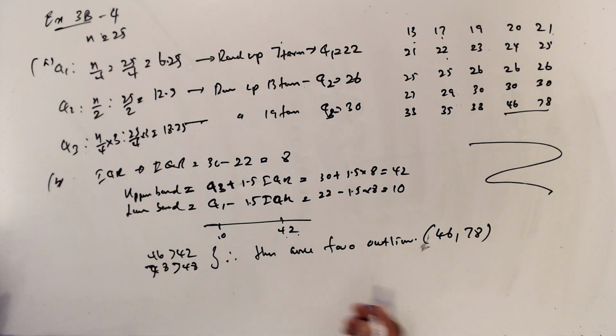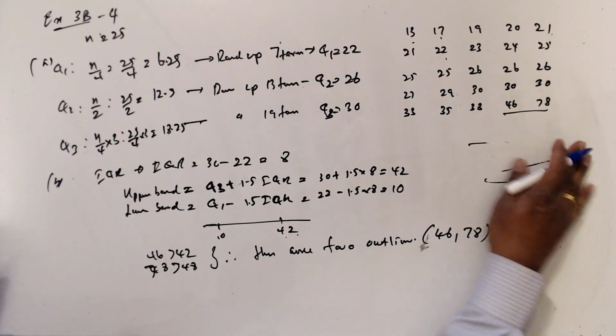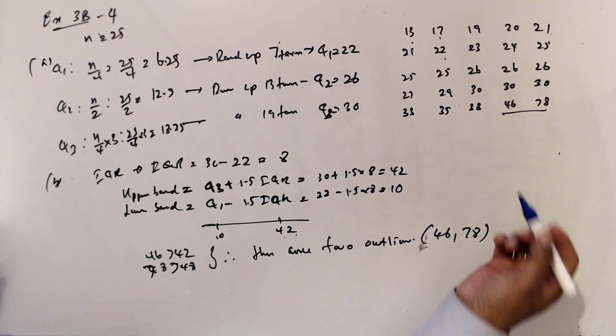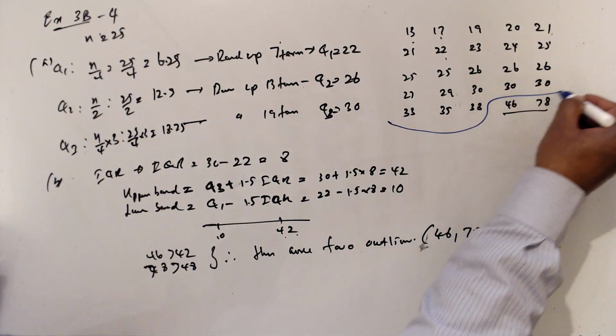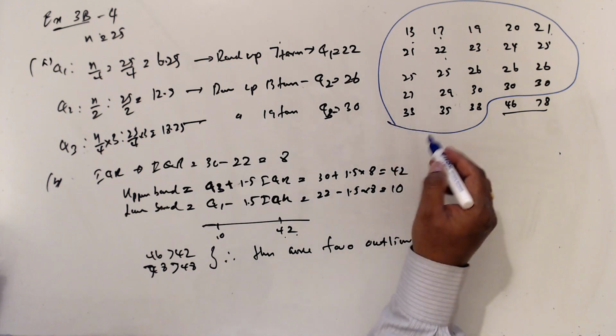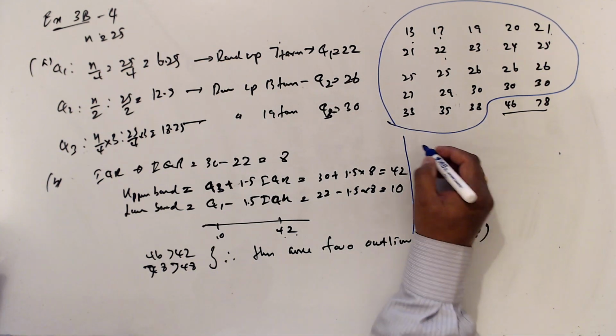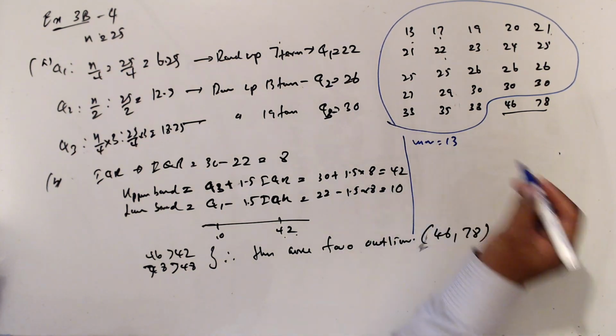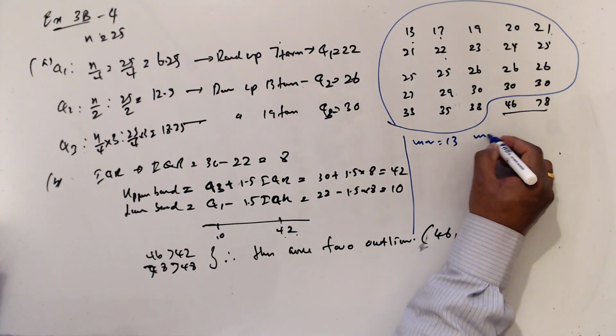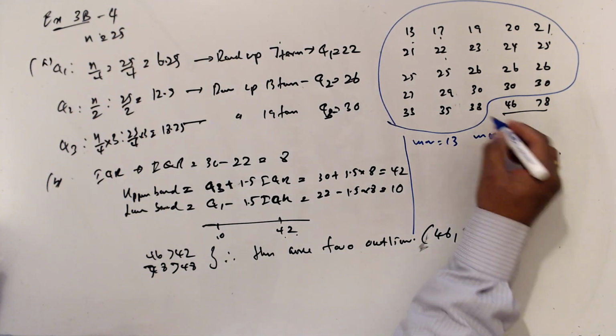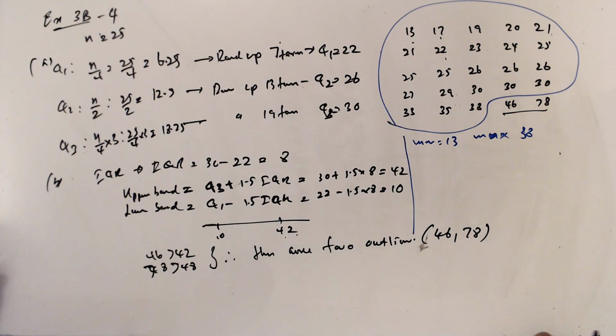Now the other one is we want to draw the box plot. Take the outliers out. When you get the outliers out, this is the data set. Now what is the minimum value? Minimum is 13. Maximum is 38. So we can draw now.